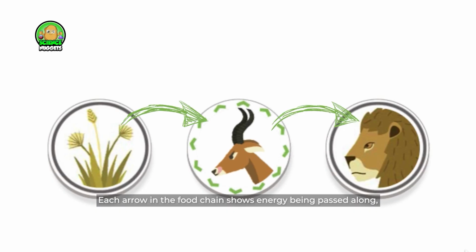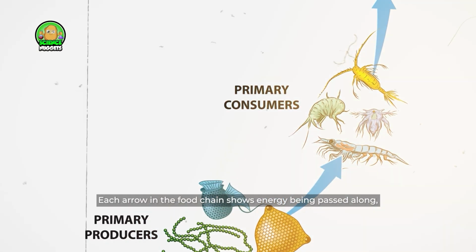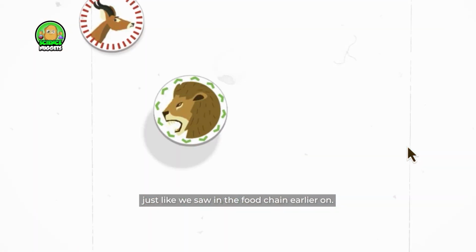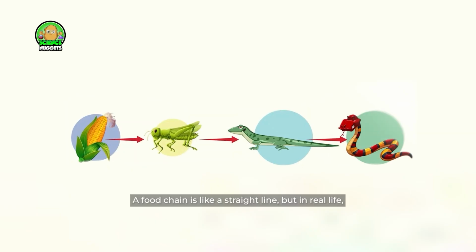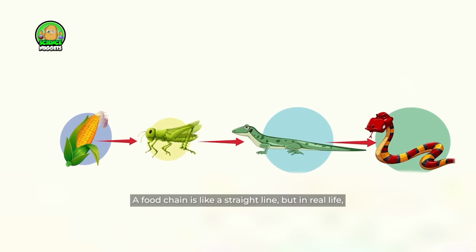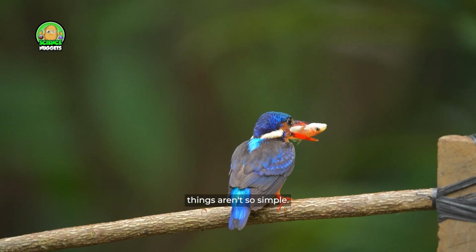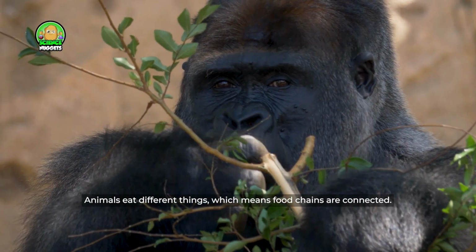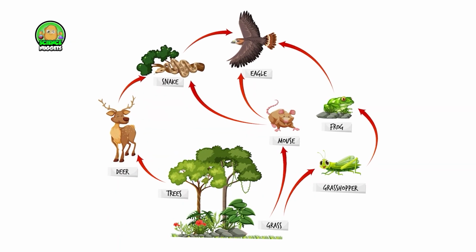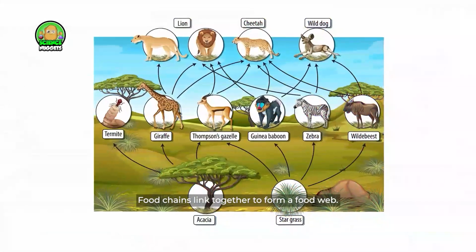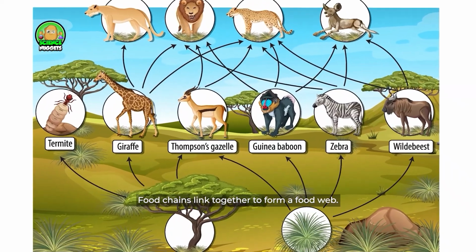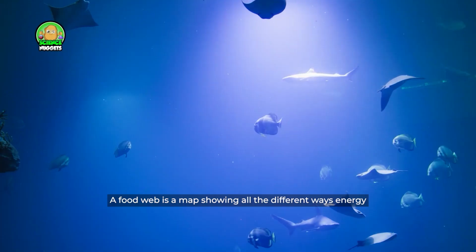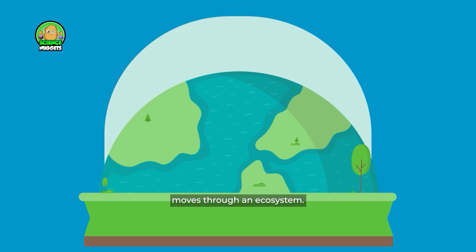Each arrow in the food chain shows energy being passed along, just like we saw in the food chain earlier on. A food chain is like a straight line, but in real life, things aren't so simple. Animals eat different things, which means food chains are connected. Food chains link together to form a food web. A food web is a map showing all the different ways energy moves through an ecosystem.